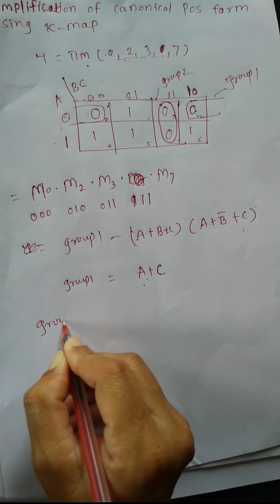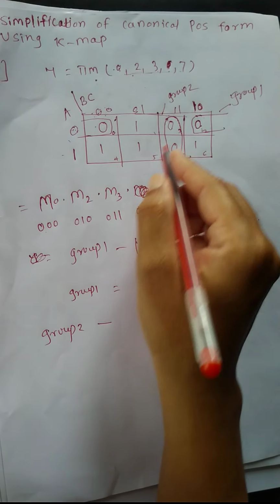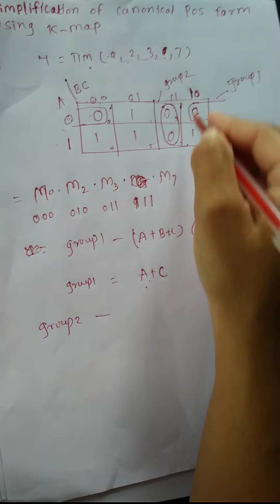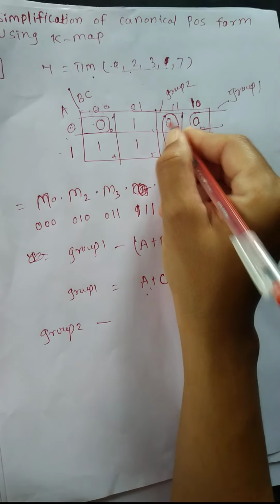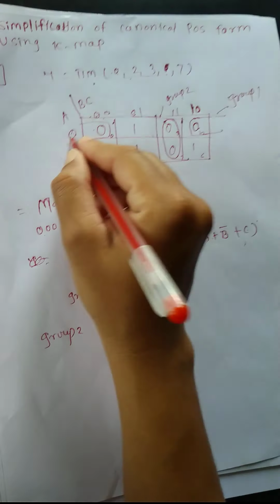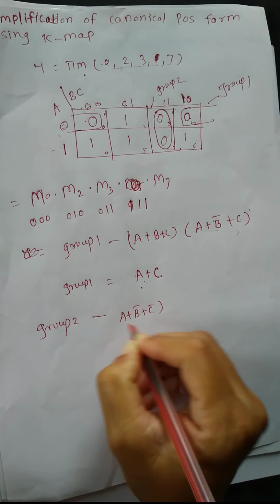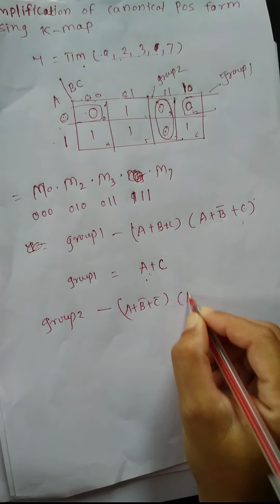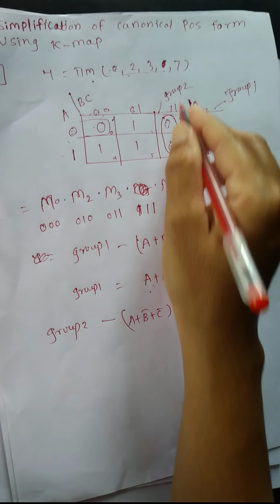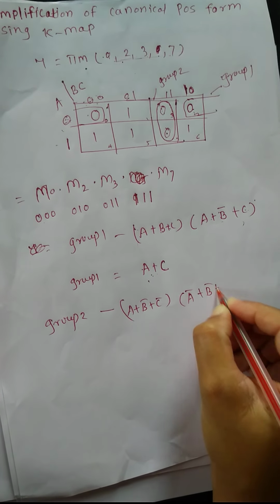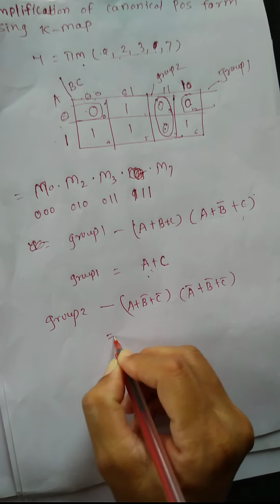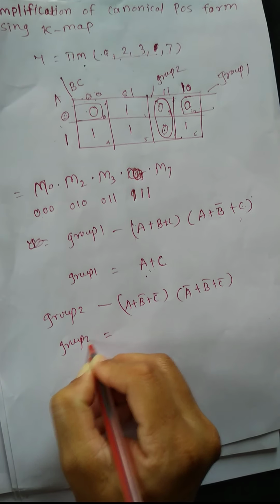Then next is group 2. Group 2 is this one pair. For this column, the terms are A plus B bar plus C bar and A bar plus B bar plus C bar. You have to solve the brackets and get the answer for group 2.